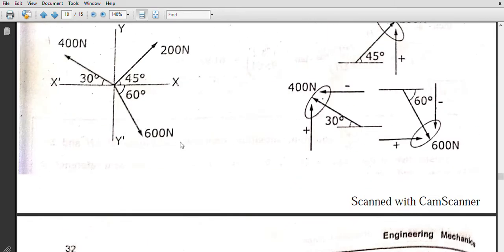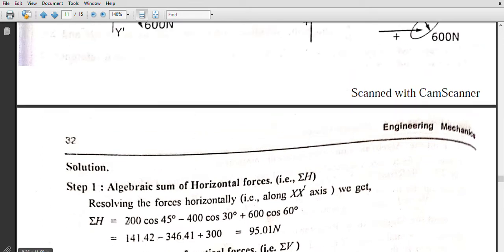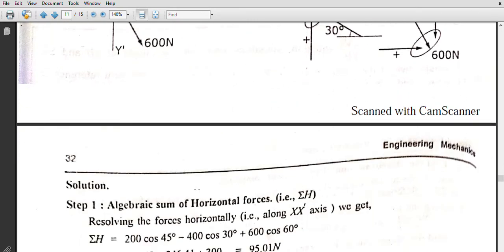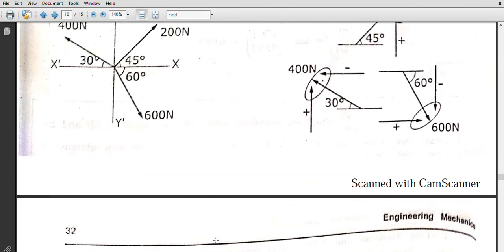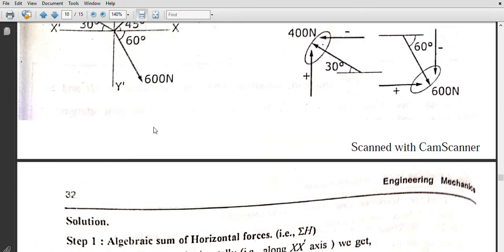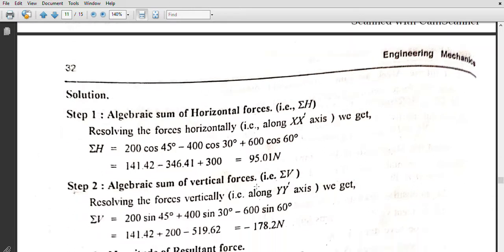First of all, the force is 200 Newton, 200 cos 45 degree. This is plus 200 cos 45 degree because it is acting in the right side direction. The next is minus 400, it is acting in the left side direction. So minus 400 cos 30 degree, and the third force is plus 600 Newton, acting in the right side direction, so 600 cos 60 degree. If you solve this, you can get the answer 95.01 Newton.